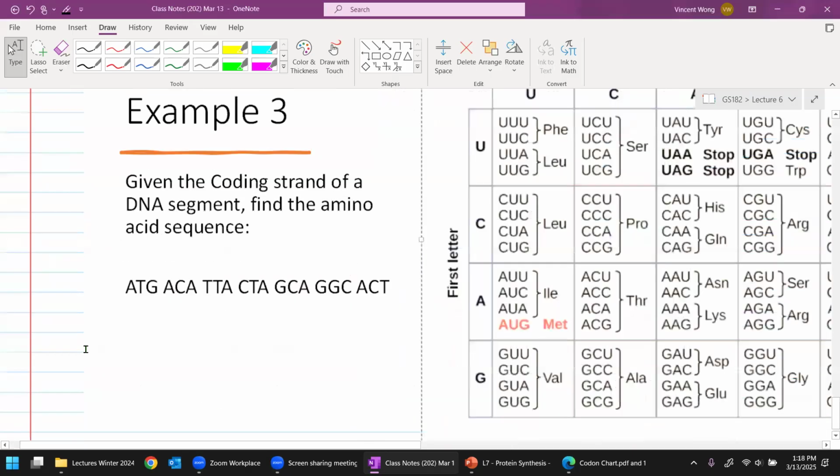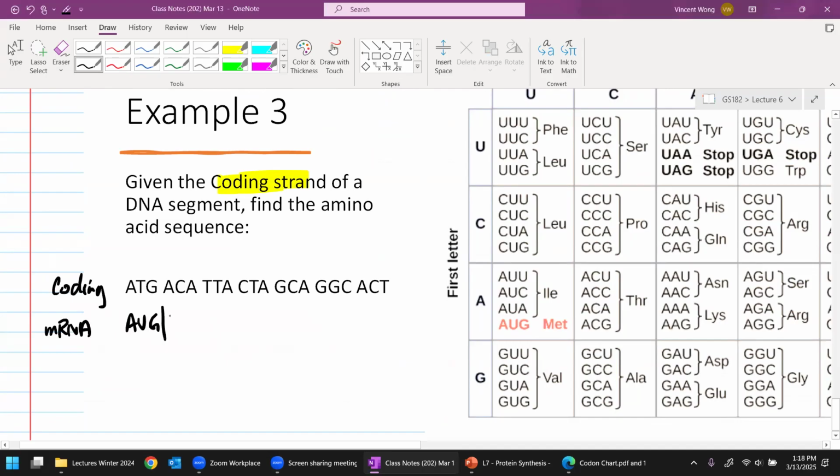All right. So the key thing to know here is that this is coding, right? If it's coding, then your mRNA should be the same. But the T becomes U.